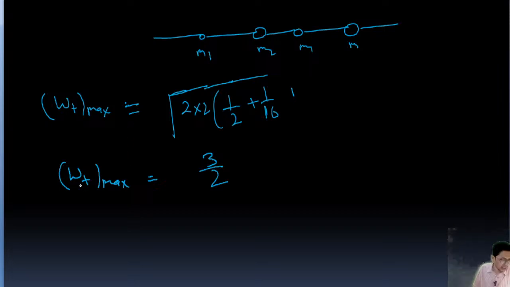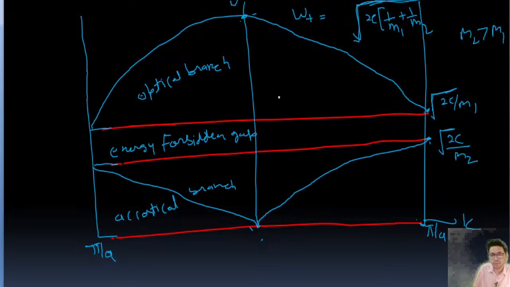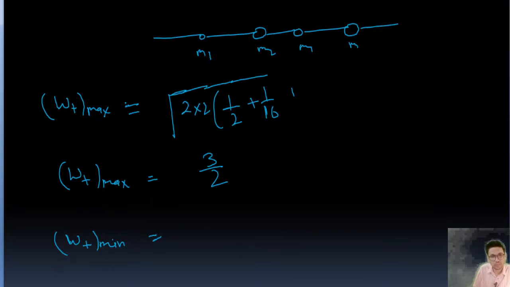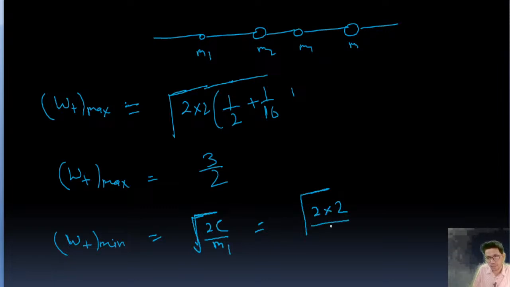Now we will find omega plus minimum. Omega plus minimum means this one. This is the minimum. So root 2c upon m1. Root 2c upon m1 means root of 2 into c is 2, upon m1 is 2. So root 2. So these are the maximum frequency and minimum frequency for the optical branch.